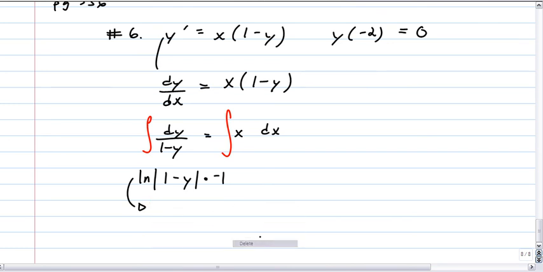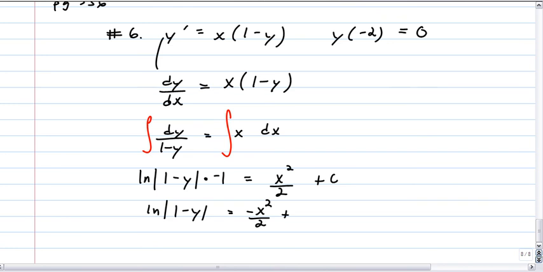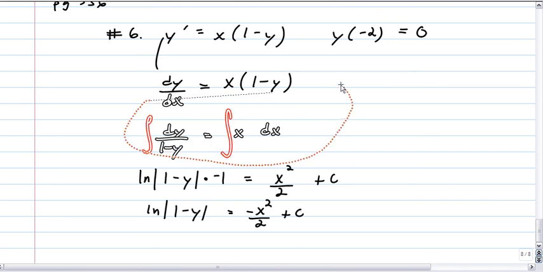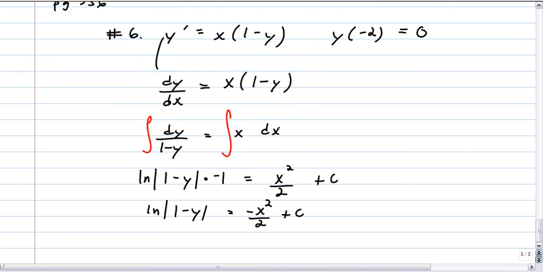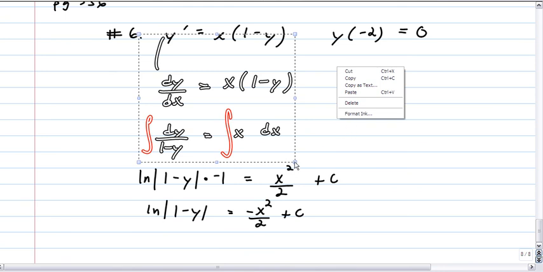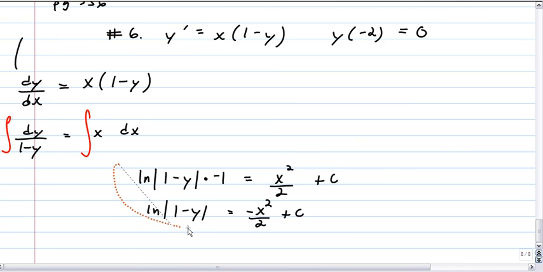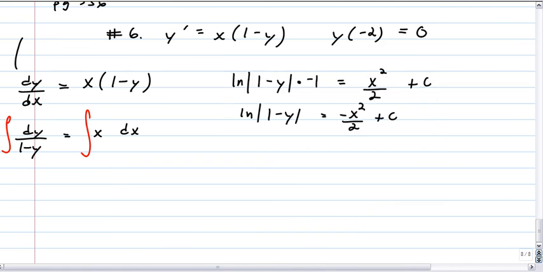Okay. So, we found the antiderivative of the left, antiderivative of the right, x squared over 2 plus c. Divide both sides by negative 1. Natural log absolute value of 1 minus y equals negative x squared over 2 plus c. Let's see, I'm going to make some more room here. Okay. I think next step we're going to exponentiate both sides. Strip off natural log. So absolute value of 1 minus y equals, that can be separated as kind of two pieces, right? E to the negative x squared over 2 e to the c.